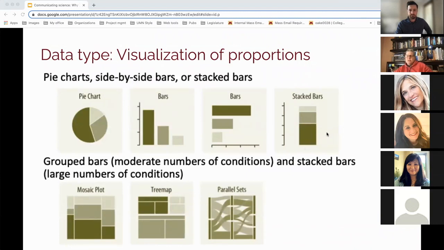The next type is visualization of proportions. And something that was interesting that I remember being taught in graduate school, and I've seen in more than one text about visualizing scientific data, is that true scientific data should never use a pie chart. And that it should use a bar chart, which is comparing groups next to each other.